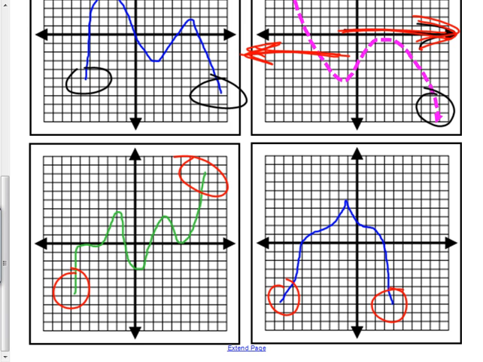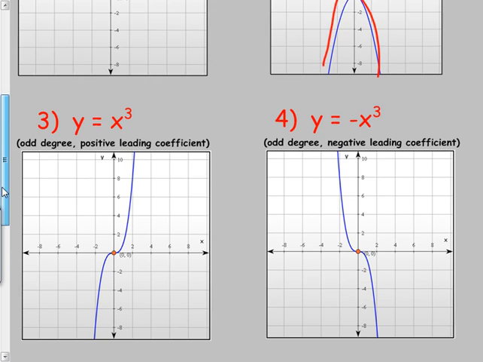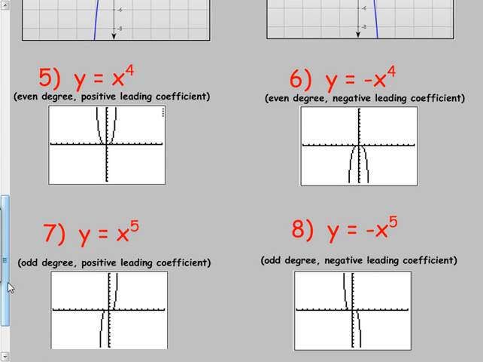All right, how can you tell by looking at an equation what the graph's going to be like? Whether it's going to be up, up, down, down. Well, here's something that you know. You know x squared, it looks like this. You know negative x squared, it looks like that. And remember that the ones that are even degrees, like degree 2, degree 4, degree 6, they all go together. They're either both up or both down. Okay? So like look at degree 4 stuff. They're both up, both down.